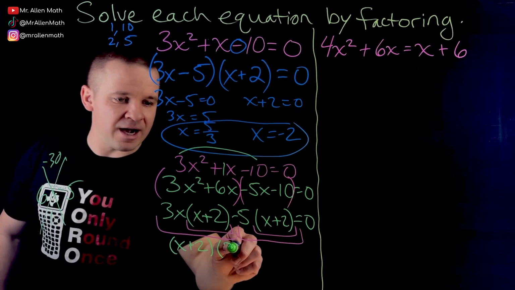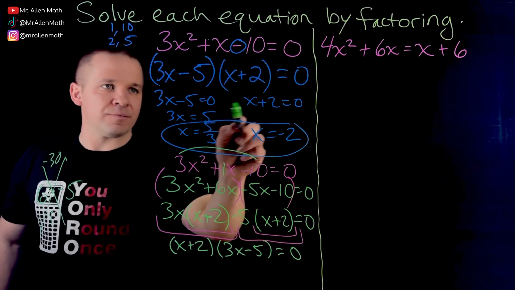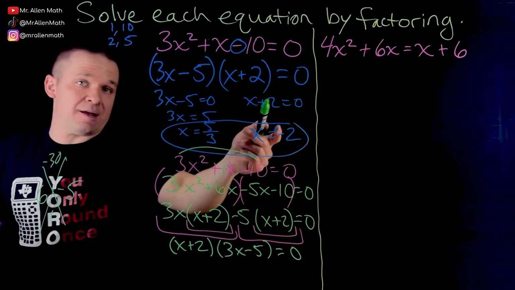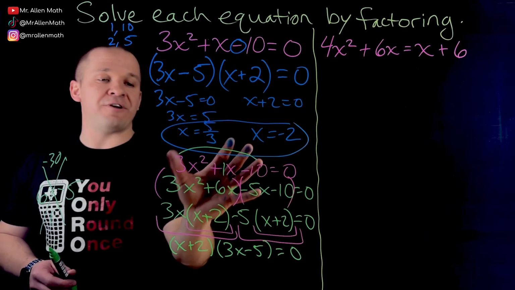And I'm going to leave behind the 3x minus 5. And look at that, it's the same thing. Cool? I'm not going to finish solving it because it's the same solutions there, just a different way of factoring it. I honestly favor this method.